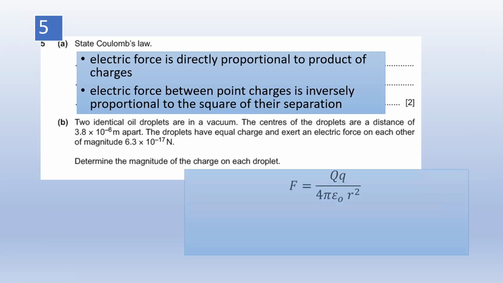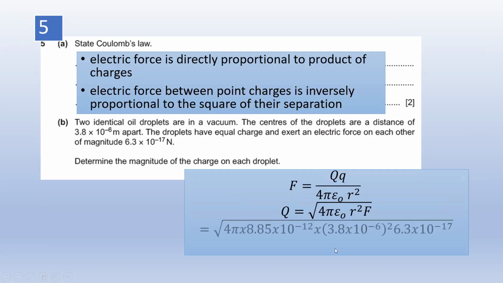Getting you used to using the formula, Coulomb's law. This one, the two values of Q are the same. So it's Q squared. Take the square root, cross multiply that, put in your values, use your calculator. 3.2 times 10 to the power minus 19 coulomb.